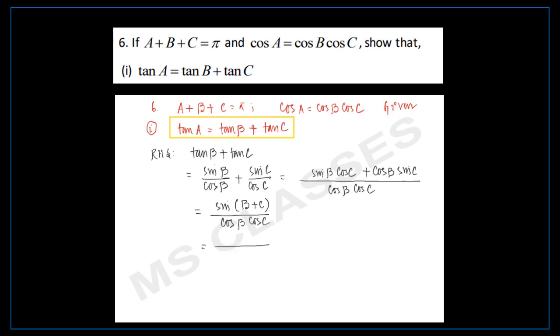Now sin (B plus C): A plus B plus C is pi. That is what? Sine of ... by cos B cos C.